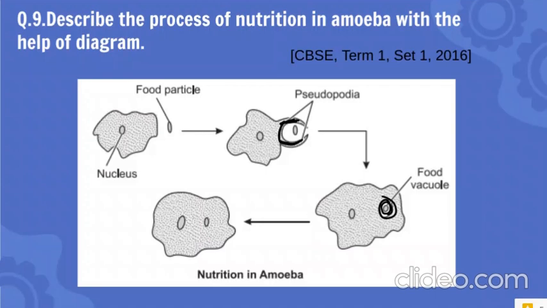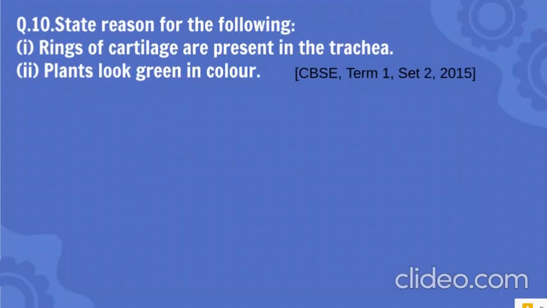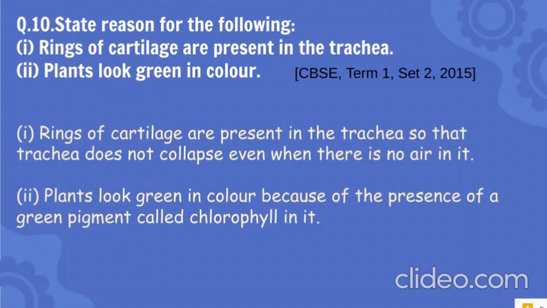Okay, last question. State reason for the following. Okay, you have to state the reason. 2 marks question this is. Okay, 1 mark for the first one, 1 mark for the second one. Rings of cartilage are present in trachea. If you have ever seen the diagram of trachea, it connects the lungs, so it has rings on it, cartilaginous rings are there. Why? So that when air is not there, it does not collapse. Okay, because the trachea would collapse if air is not there, so that's why cartilaginous rings are present.